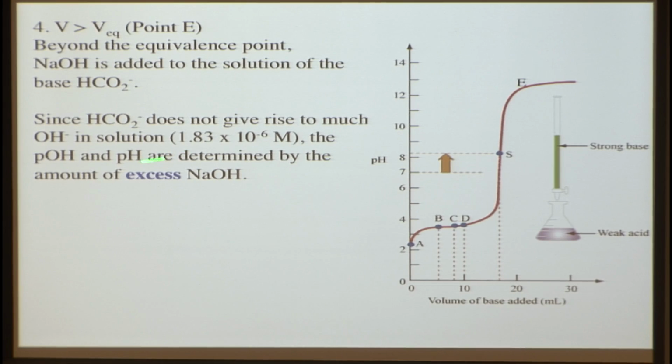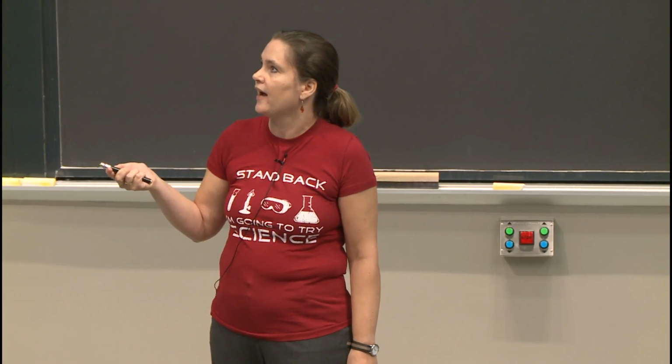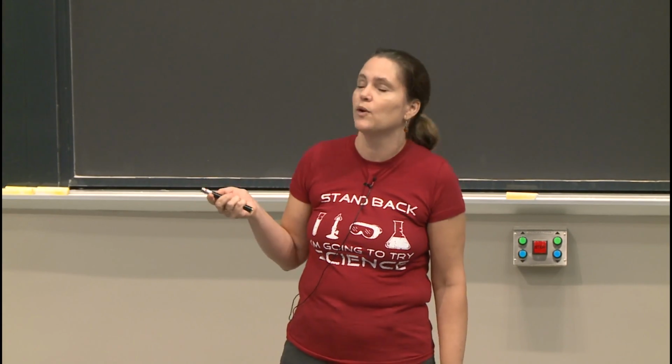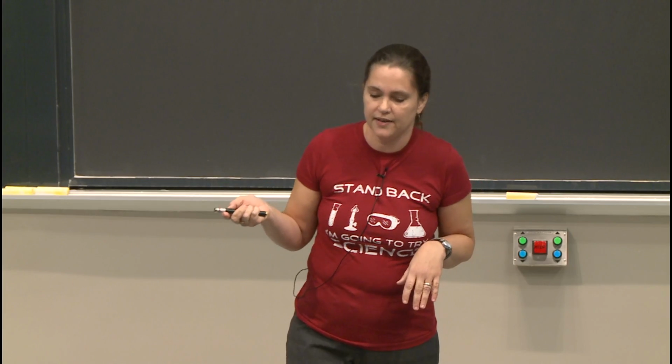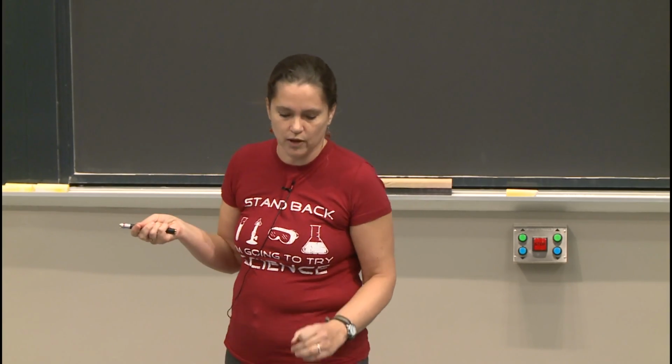So the pH is really going to be determined by the excess amount of NaOH you have, and you can pretty much forget all the work you just did in calculating what the pH was due to the conjugate base, because that's going to be overwhelmed by this, and I'll show you that that's true. So what this is then is a strong base in water problem. So beyond the equivalence point now, we're a strong base in water problem.